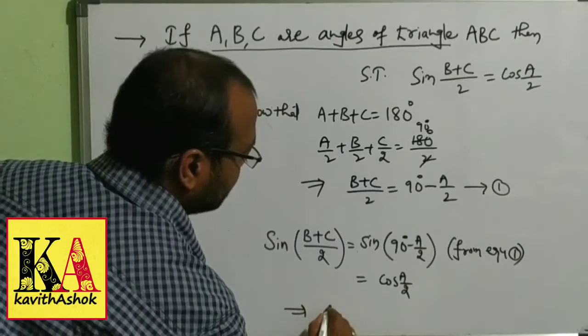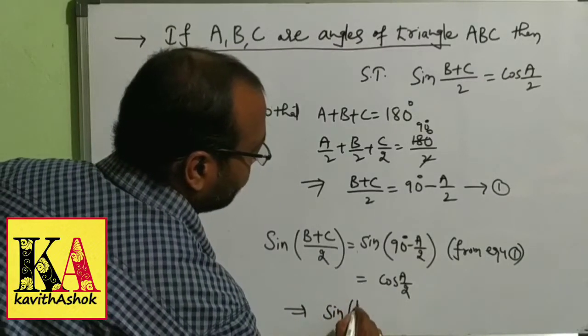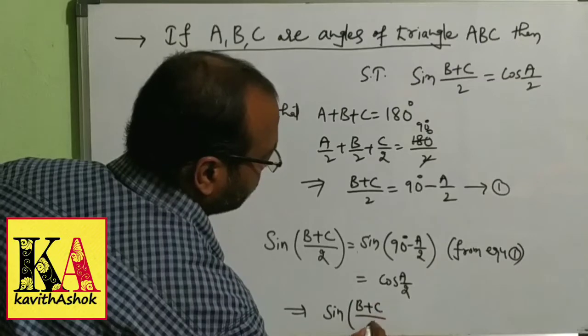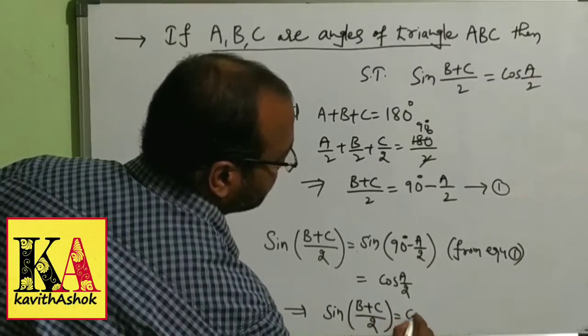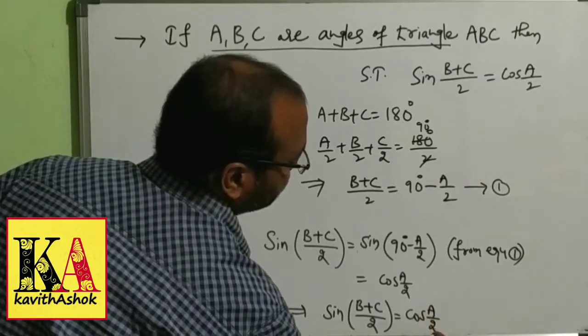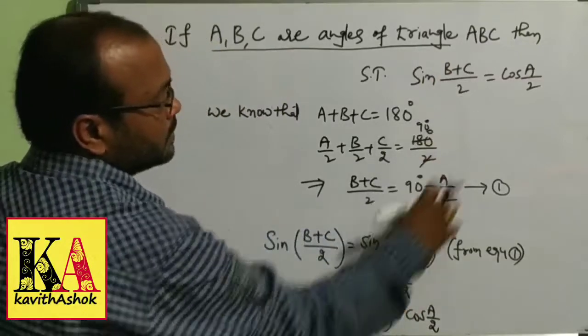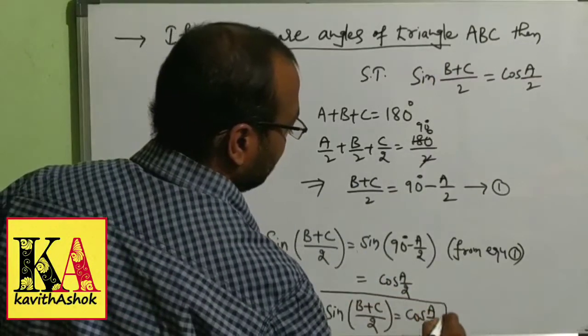So finally, what is the answer? Sine of (B plus C)/2 is equal to cos A/2. Sine of (B plus C)/2 is equal to cos A/2. Like this, we can solve the problem.